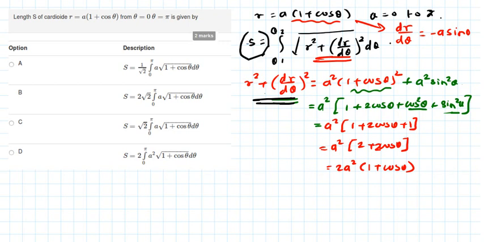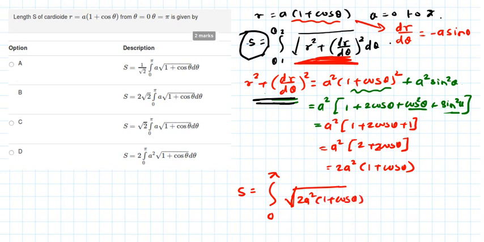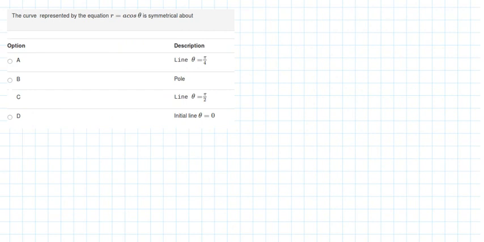So from this equation, s will be equal to integration theta 1 to theta 2. Limits are given from 0 to pi, and this value is what? Under root 2a square into 1 plus cos theta d theta, which is equal to integration 0 to pi, under root 2 into a under root 1 plus cos theta d theta. So option C is right.